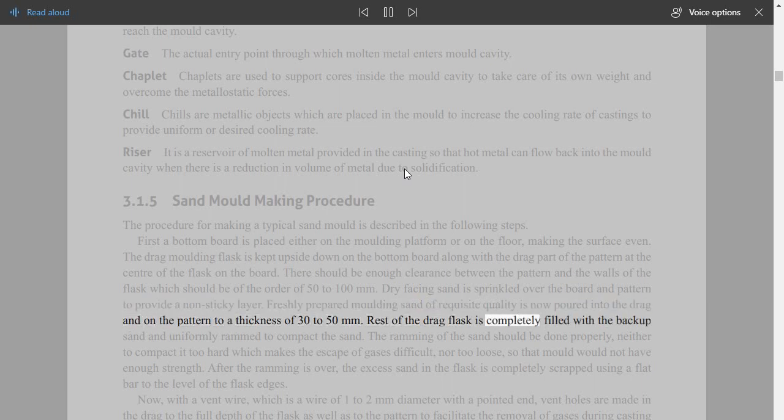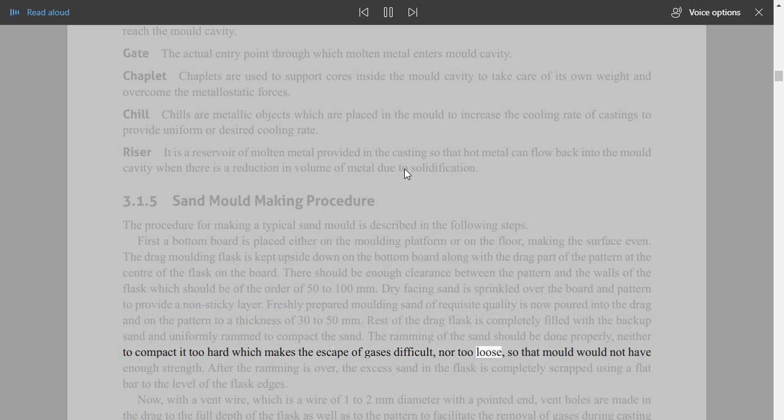The rest of the drag flask is completely filled with the backup sand and uniformly rammed to compact the sand. The ramming of the sand should be done properly, neither too hard, which makes the escape of gases difficult, nor too loose, so that the mold would not have enough strength. After the ramming is over, the excess sand in the flask is completely scraped using a flat bar to the level of the flask edges.